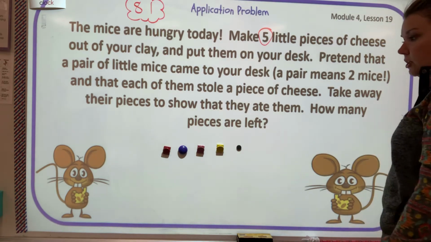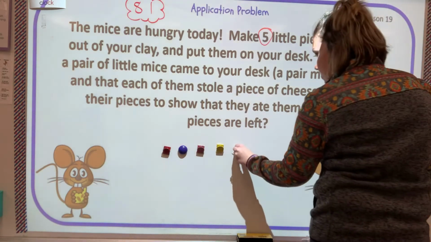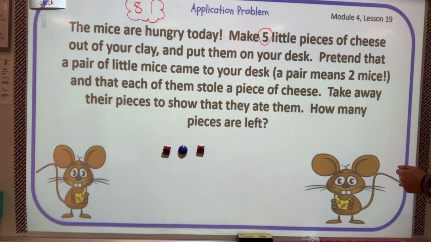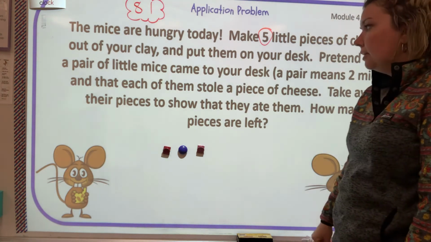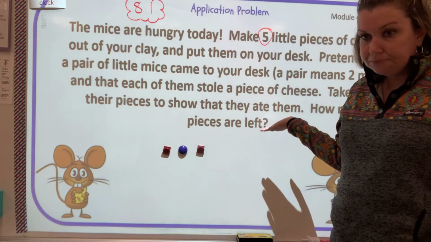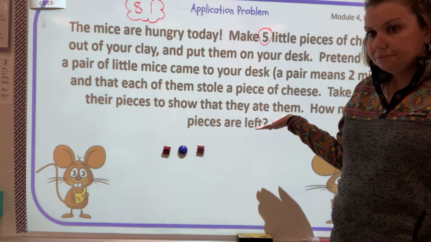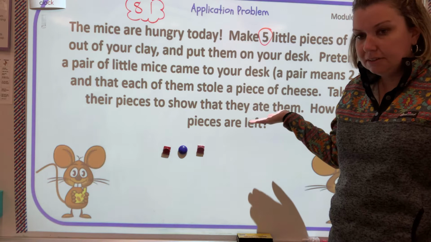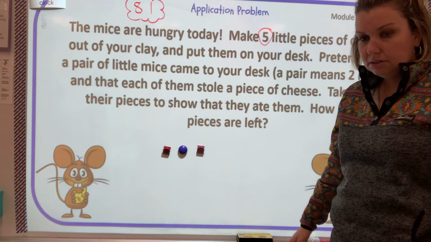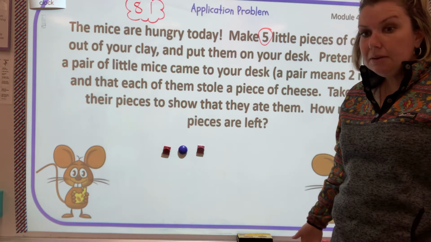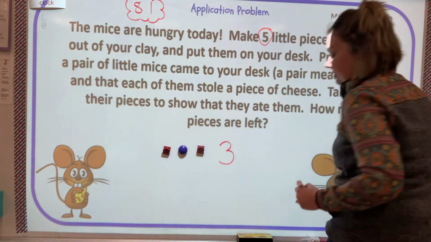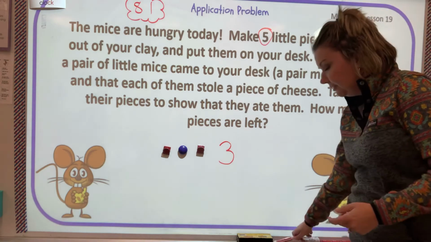So a pair of mice came to my desk, and each of them stole a piece of cheese. So, take away the cheese. 1 mouse stole this cheese. 1 mouse stole this cheese. How many pieces are left? Jonyan? 3. 3 pieces are left. Very good, Jonyan.